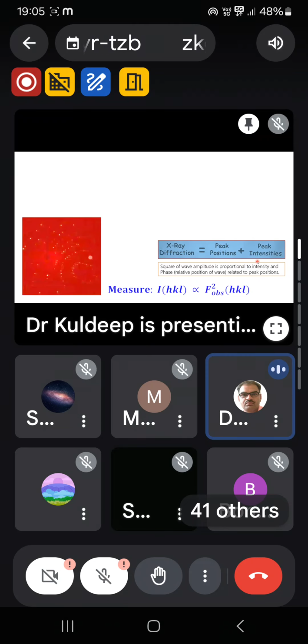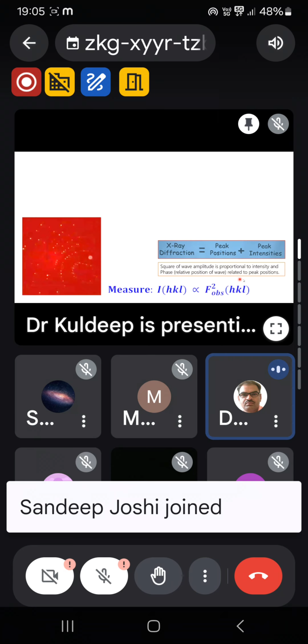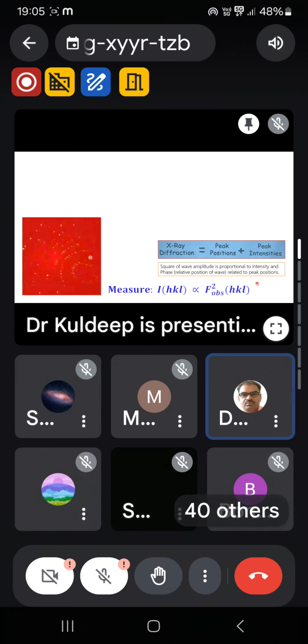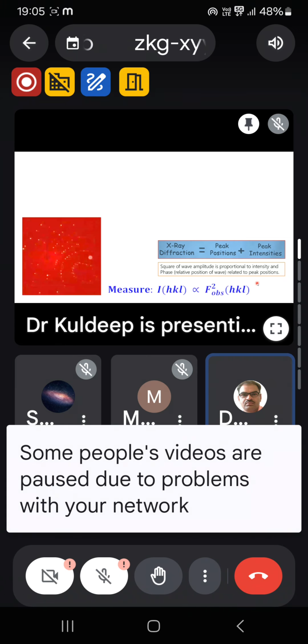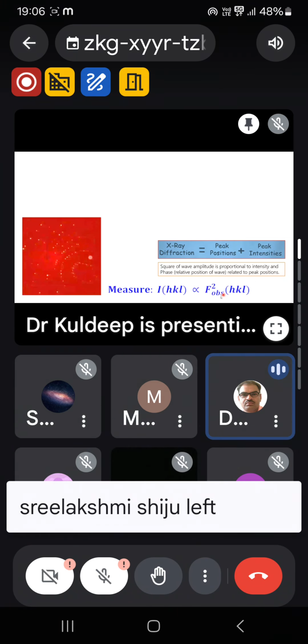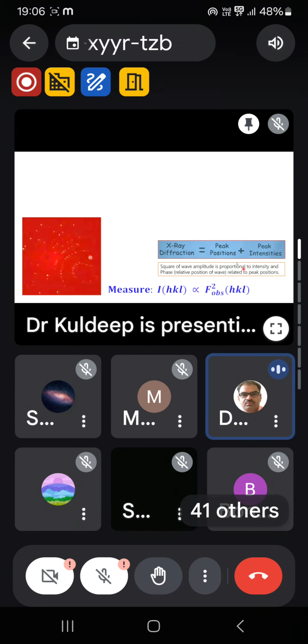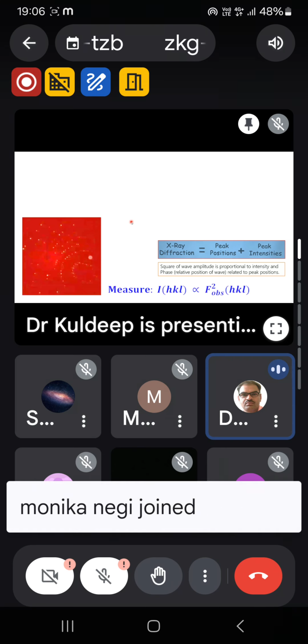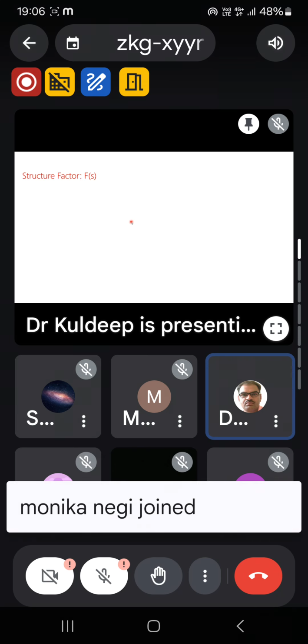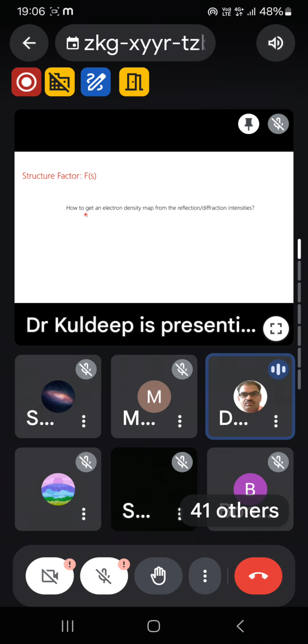Proportional to the intensity, and phase, the relative position of the wave, is lost, related to the peak position. And then we have structure factors, observed structure factor at scale. So structure factors are actually related to the intensity. So when we are measuring the intensity, we are measuring the structure factors. And then we come to the structure factors: how to get an electron density map from reflection or diffraction intensities.